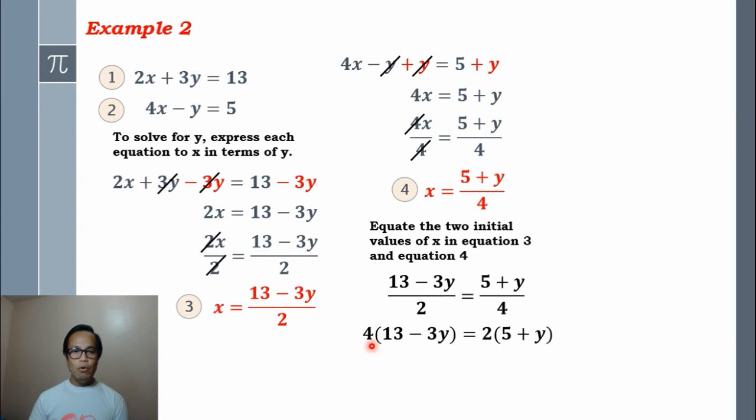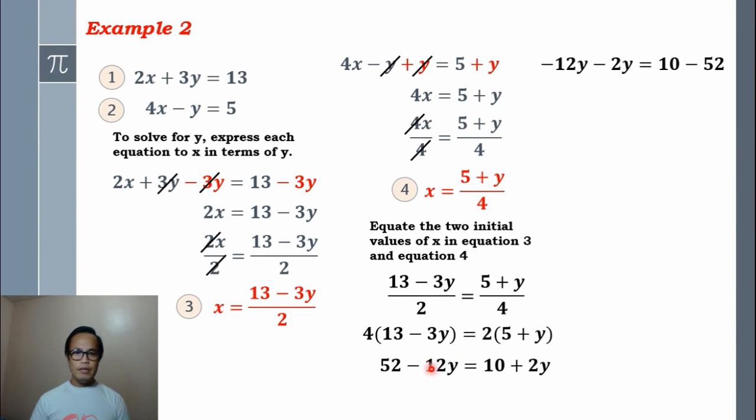Okay? Then we distribute this 4 to the terms inside the parentheses, the same as with 2 to the terms inside the parentheses. That becomes 4 times 13 is 52, and 4 times negative 3y is negative 12y. Then at the right side, we have 2 times 5 is 10, 2 times y is 2y. Now, since we are going to solve for y, we need to have our variable y at the left side and our constant at the right side. So we copy negative 12y.